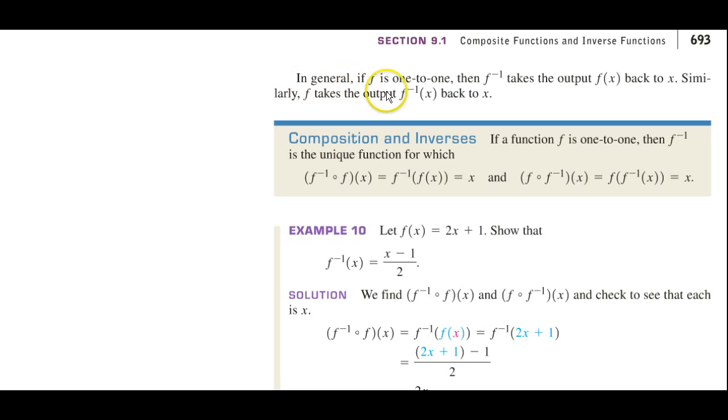So in general, if f is one-to-one, then its inverse function takes the output, whatever you get for that, back to x. Similarly, the output, which is the inverse function, whatever you get for that, brings you back to your original. That's what they're saying. And now let's put it into a formula.